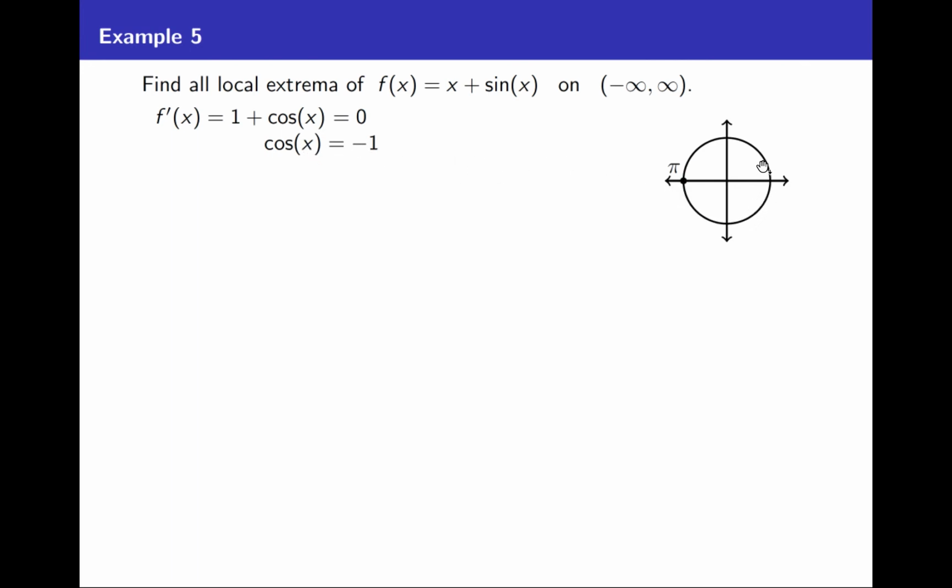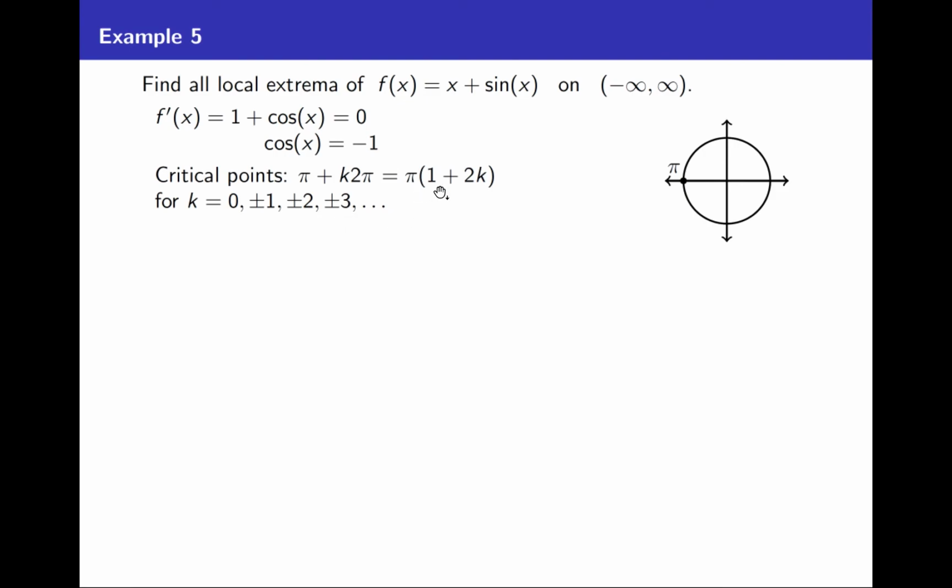But then you could add multiples of 2 pi by taking laps around the unit circle. So the solutions of this equation, which are the critical points, are x equals pi plus k times 2 pi, or pi times 1 plus 2k. And here that k, remember, is an integer: 0, plus or minus 1, plus or minus 2, plus or minus 3, and so on.